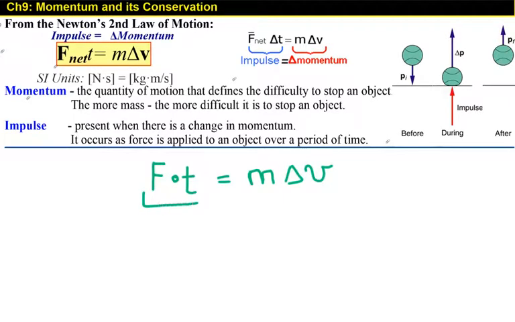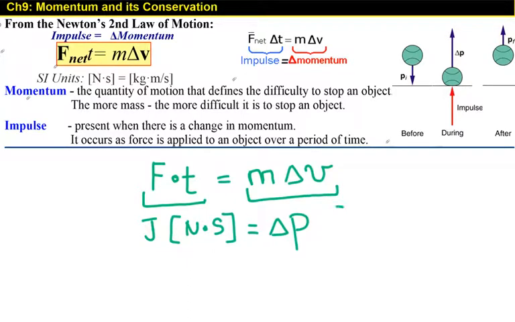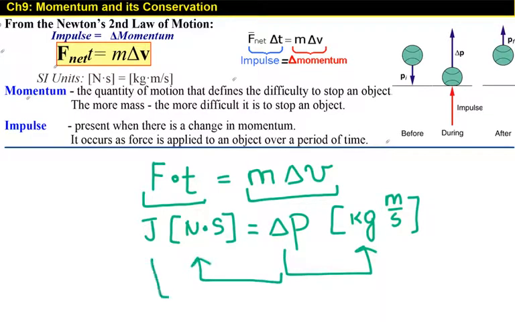This part is called impulse, it has the letter J and is measured in newton seconds, and it equals this part, which is called momentum, or change of the momentum, P, measured in kilogram meters per second. You can measure each one in either unit. So this is how he looked at it.